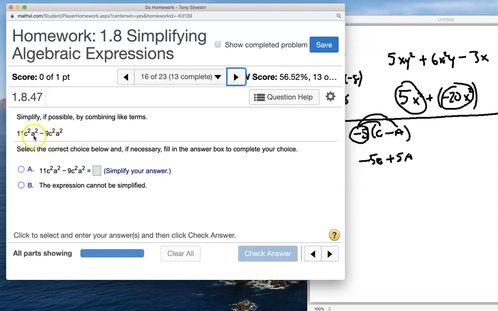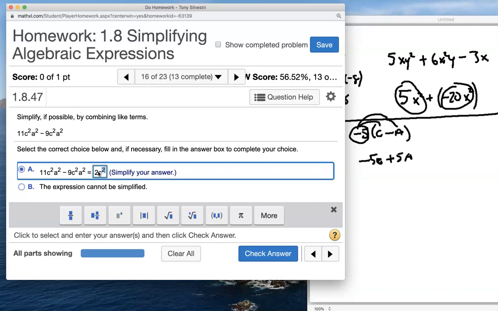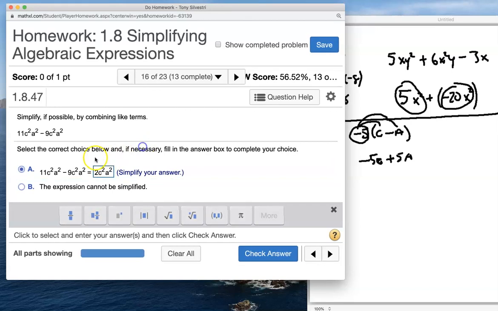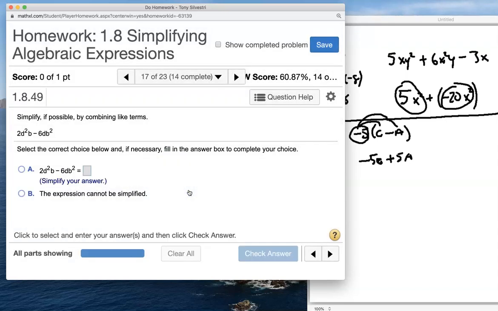C squared, a squared, the variables look exactly the same. So you got 11 of those guys, then minus 9 of those, take away 9 of those guys, leaves you 2 of those guys being c squared, a squared. The variables taken together as a group. That's what makes them like terms. They have to look exactly the same, those variables.